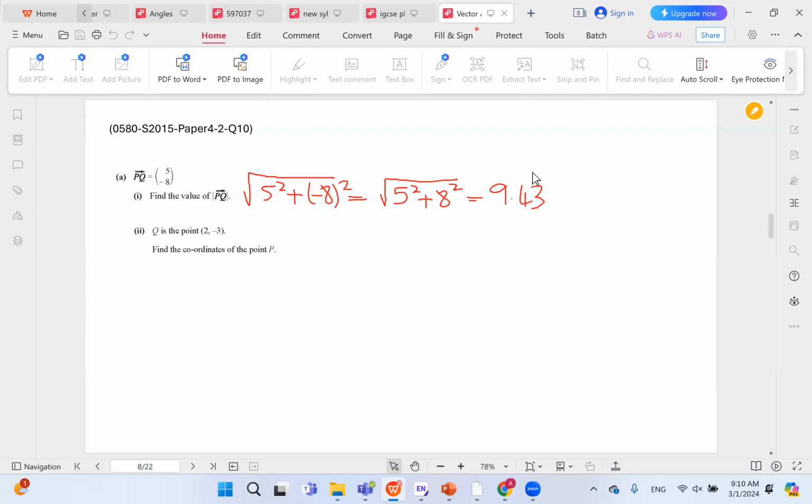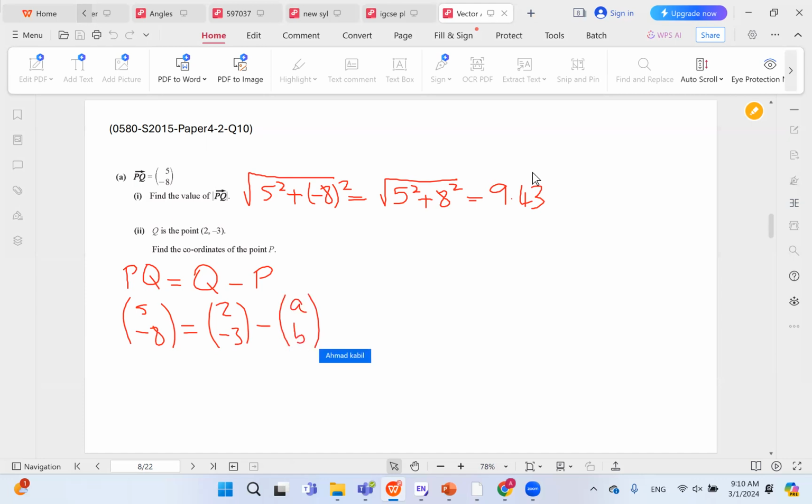In part (ii), we are told Q is (2, -3), find P. So PQ equals Q minus P. We are given PQ as (5, -8). This is equal to Q, which is (2, -3), minus P, which is something we don't know, so let's call it (a, b), or whatever. And then we want to find a and b. So we can write two equations here. 5 equals 2 minus a.